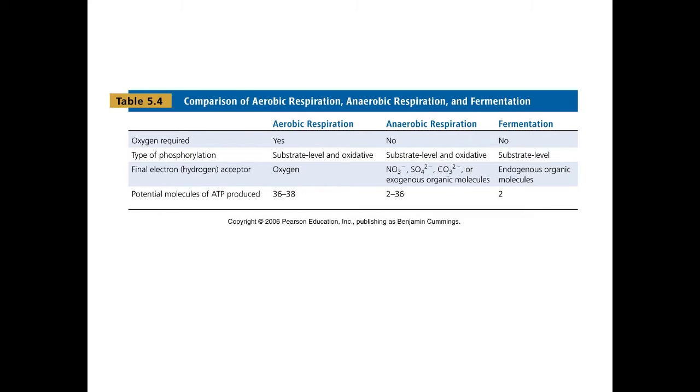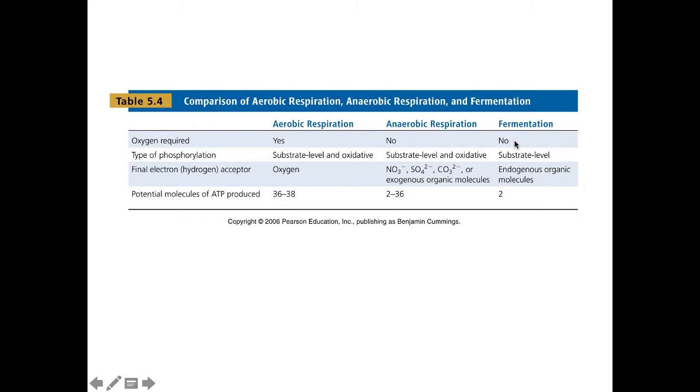So oxidative means that we're using ATP synthase. The final electron acceptor is oxygen. We make a whole bunch, 36 to 30, that number varies. Anaerobic respiration, no oxygen is required. We can still make ATP through substrate level and oxidative. We're just using different molecules. We can still generate a lot depending on those molecules, maybe just not as great as aerobic respiration.